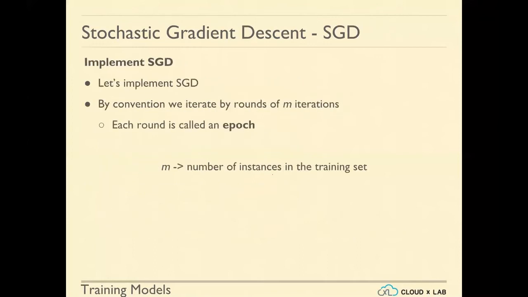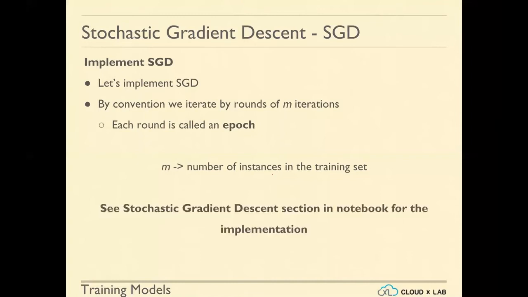So we can implement SGD, and let's implement it. By convention, we'll iterate by rounds of m iterations, and each round is called an epoch. Though we are using a wrong sign here, the italic m is basically the number of iterations. Generally, m used to be our number of instances. Here, basically, we iterate with m rounds. Each round is an epoch, because every time we are just picking one instance. Therefore, m here does not mean that.